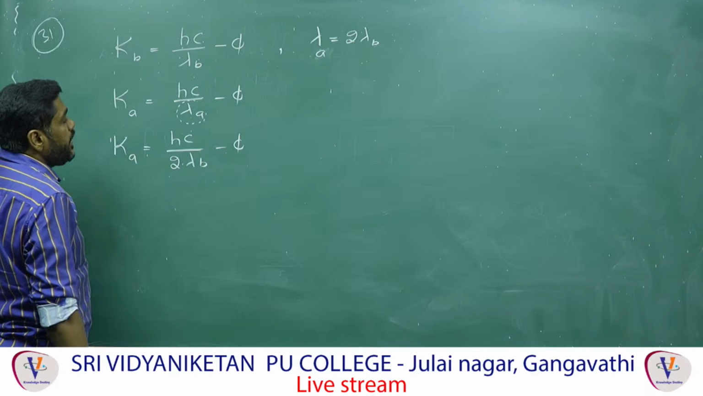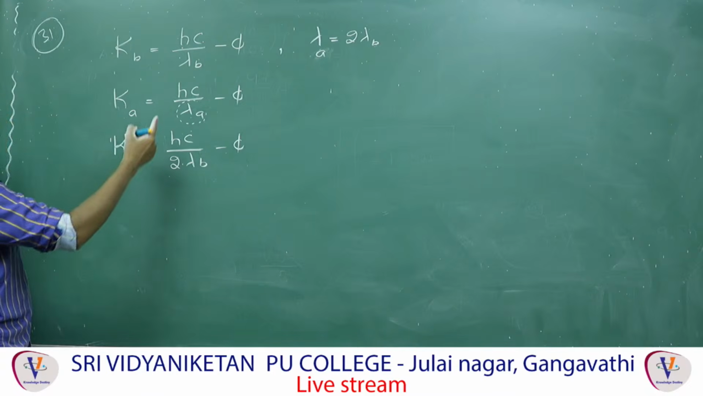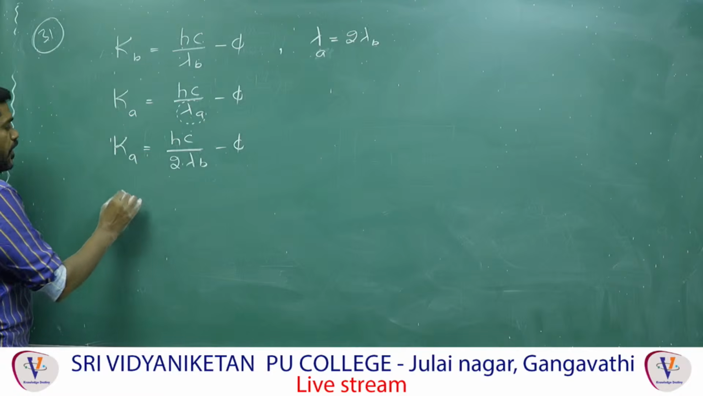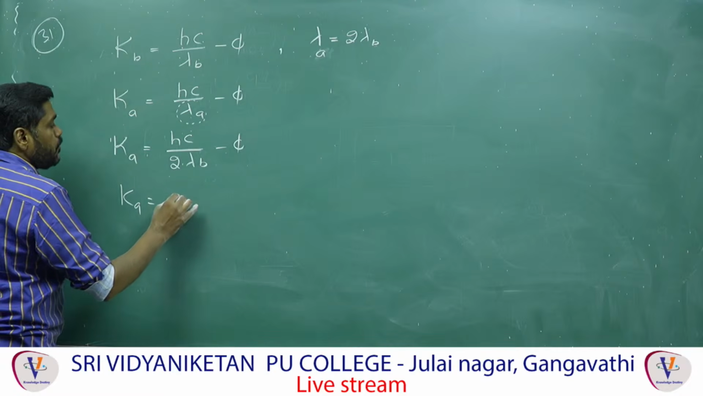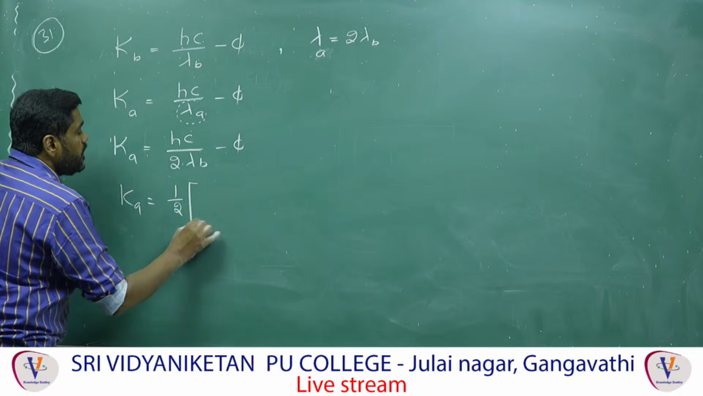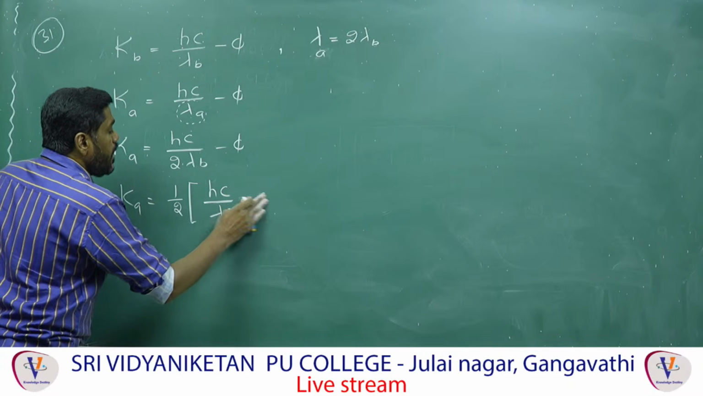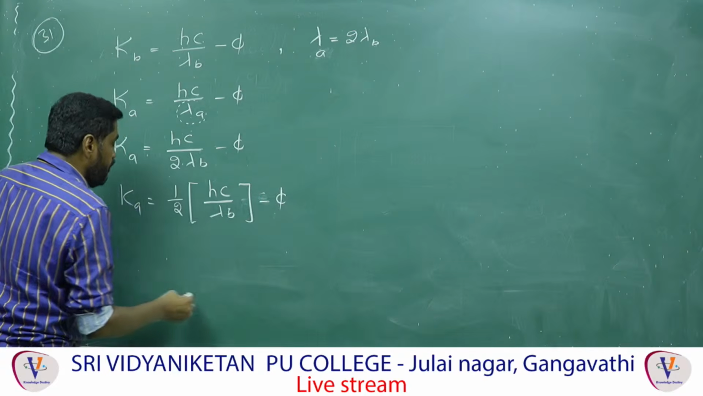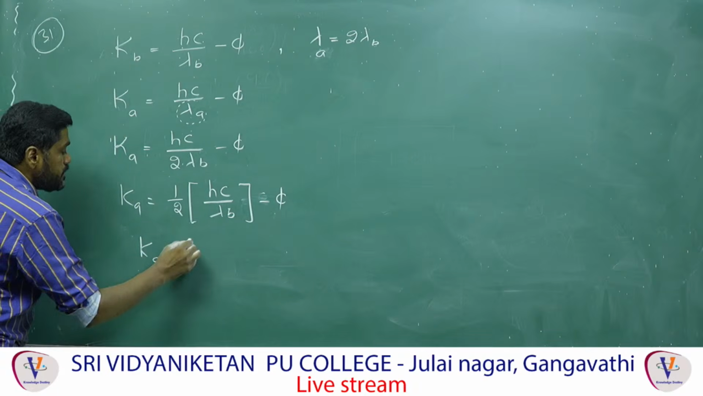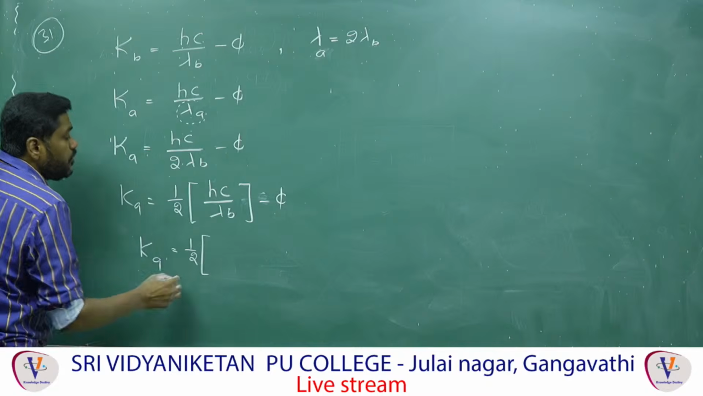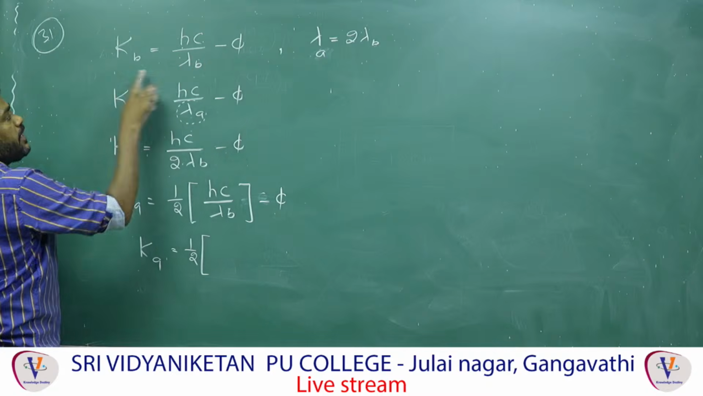Therefore, here once again, what can we find out? Here HC by lambda is there. Now KA is equal to 1 by 2 into, writing this separately, HC by lambda B minus phi. Therefore, KA is equal to half into HC by lambda, and the minus phi comes to this side.